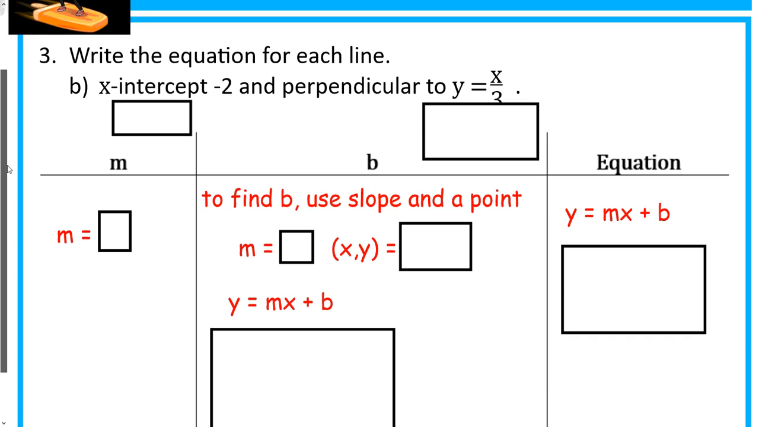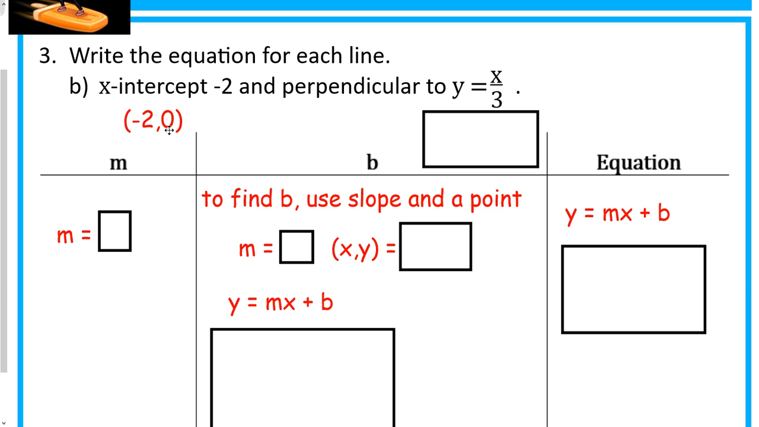Write the equation for each line. X-intercept of negative 2 and perpendicular to this equation here. Okay, so if we're given x-intercept equals negative 2, that gives us an actual point on the x-axis, negative 2 comma 0. So we have an x and a y. And it's perpendicular to this line.